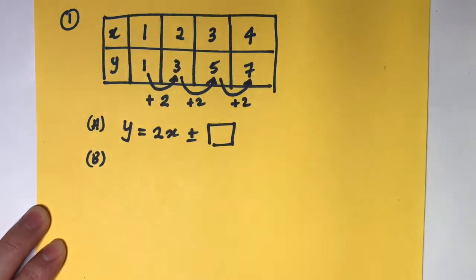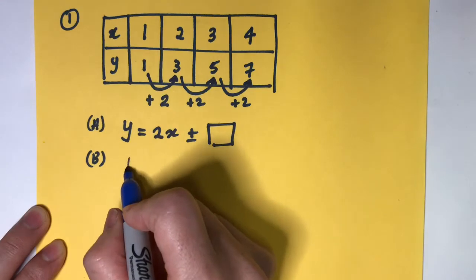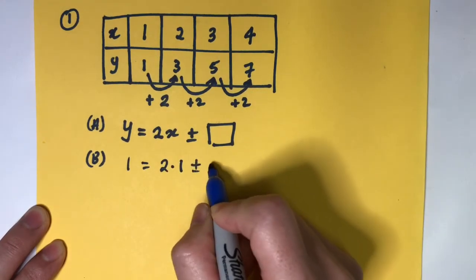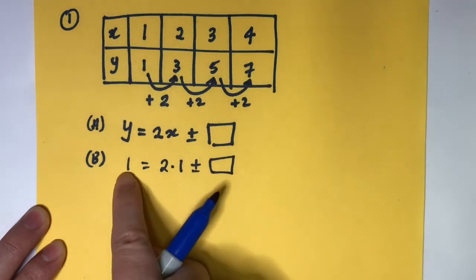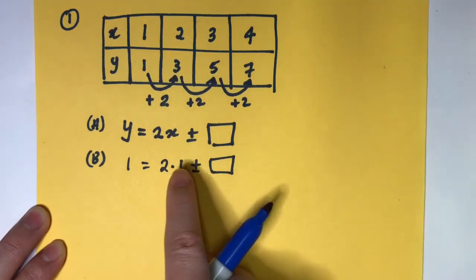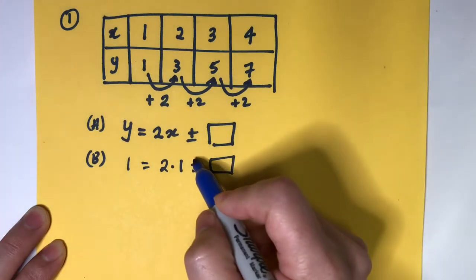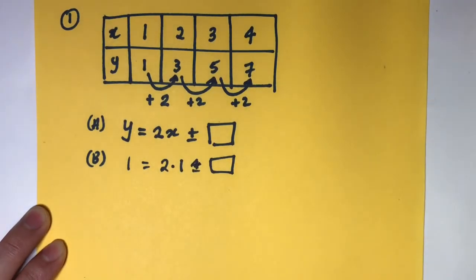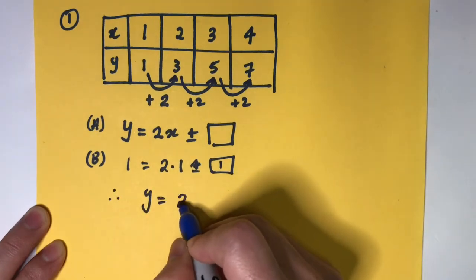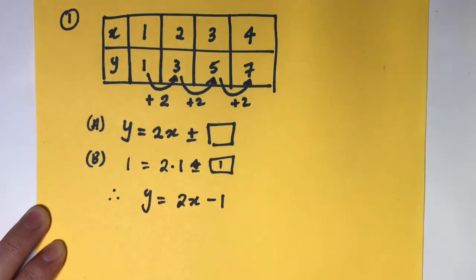So I'm going to put in x equals 1: 2 times 1 plus or minus whatever I will get is 1. So 2 times 1 is 2. Well, can't do plus, it has to be less. So 2 minus what will give 1? Obviously 1. So roughly I've got some idea that it's 2x minus 1.